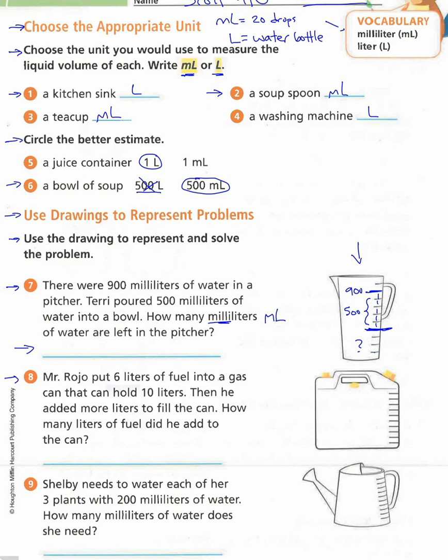All right, number 8 says, Mr. Rojo put 6 liters of fuel into a gas can that holds 10 liters. Let's count this. 1, 2, 3, 4, 5, 6, 7, 8, 9, 10. So there's 10 there. That line is 10. Okay, so Mr. Rojo put 6 liters. So 1, 2, 3, 4, 5, 6 right there. That's 6. And then into a can that has a capacity for 10 liters. He put 6 liters in first and he wants to fill it up. How many liters of fuel did he add to the can?